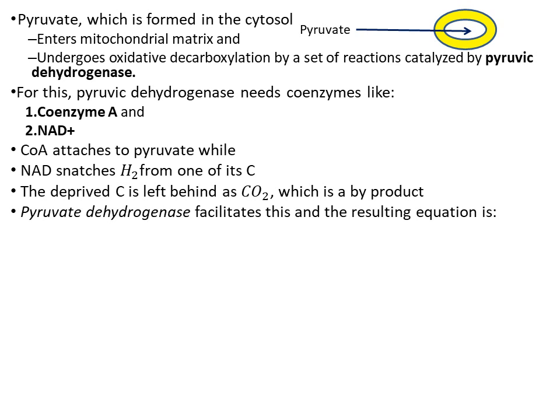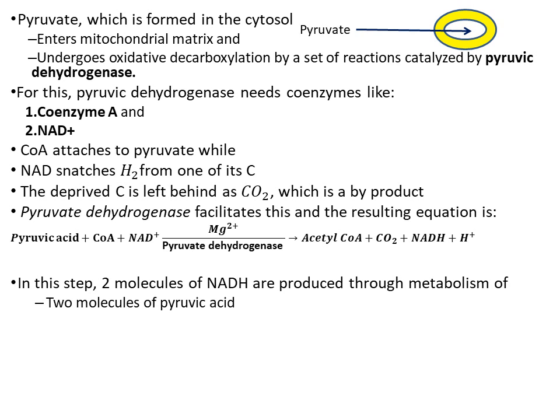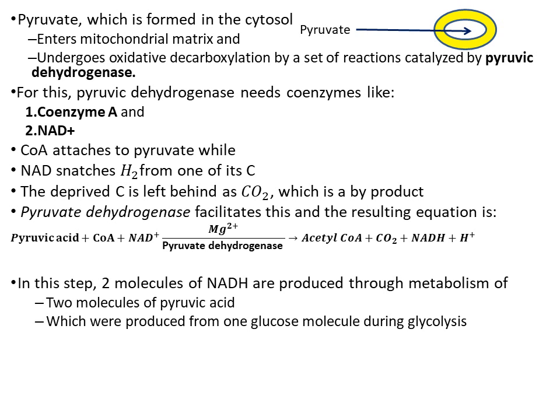Pyruvate dehydrogenase facilitates the above steps, and the equation becomes: pyruvic acid plus coenzyme A plus NAD+, in the presence of magnesium ions, facilitated by pyruvate dehydrogenase, results in formation of acetyl coenzyme A, carbon dioxide, NADH and H+. In this step, 2 molecules of NADH are produced through metabolism of 2 molecules of pyruvic acid, which result from 1 molecule of glucose.